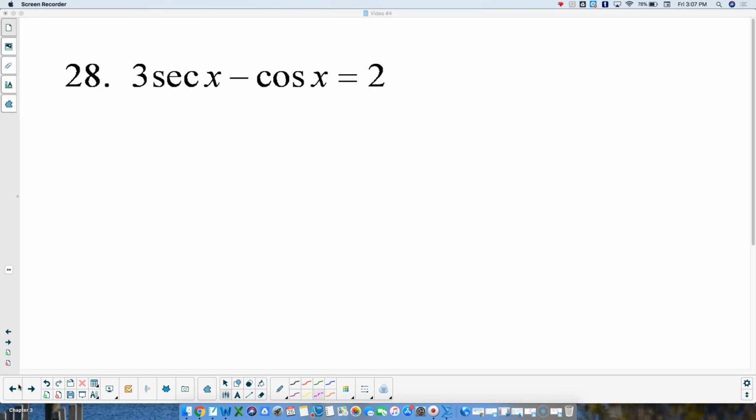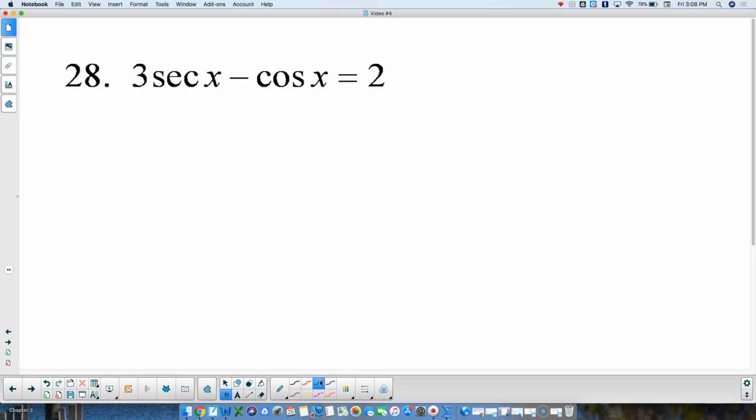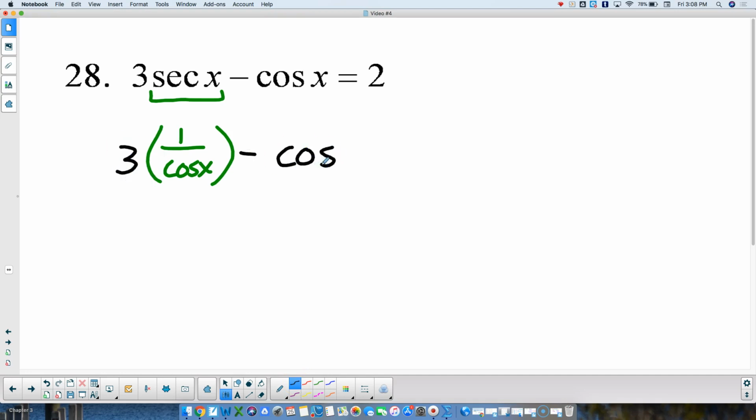In this next one, I've got a secant and a cosine, but again, unfortunately, I have an extra term of a 2 sitting out there, so that's not going to help me. However, if I'm thinking about getting them into one trig function, well, secant here is 1 over cosine, times 3 minus cosine of x equals 2.